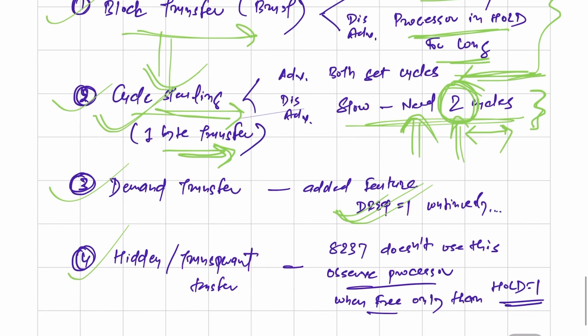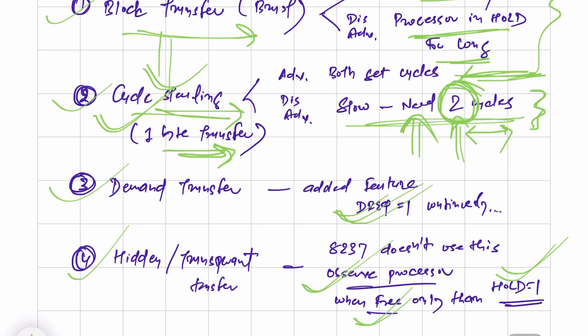Get it? And the final topic is hidden or transparent transfer. Here, as we have seen in the previous case, once the processor tells your DMA that you need to transfer this byte, DMA checks the input output device. If it is ready, it will send the hold signal to the processor. Here your DMA will not send the hold signal directly to your processor. It will observe the processor. If your processor is idle, if it is free, then only it will send the hold signal. Otherwise, your DMA will wait.